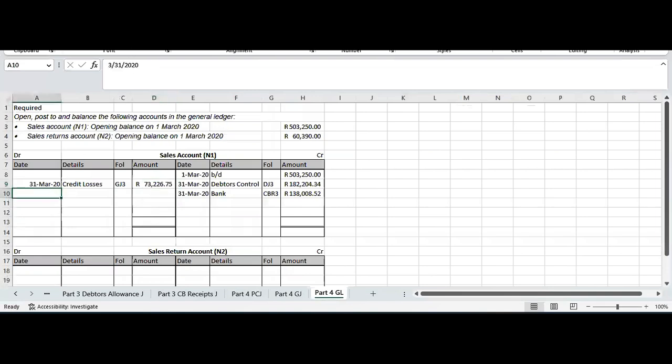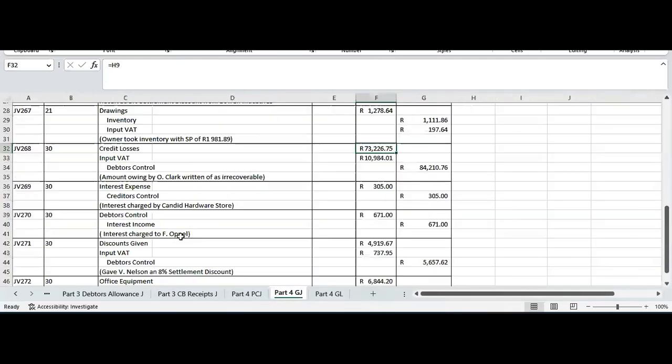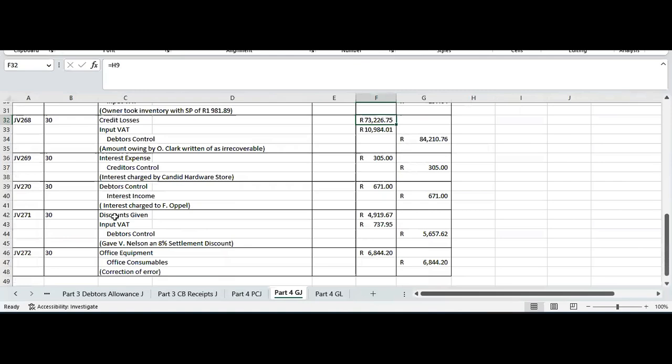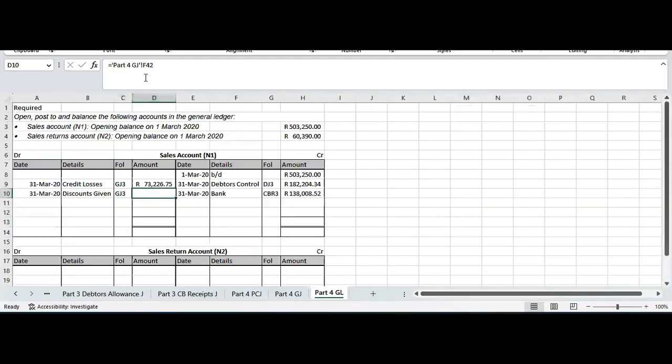Something else that will impact on your sales account is if we give discounts. Okay, and we did give discounts, and we also find that in our general journal. So look at the general journal where we gave the discount. Here we have discount given. And of course, it is that amount that we are going to subtract from our sales income, not the debtors control. That will reflect in the individual account. So we're going to work with that amount. Okay. And that is all that we have. There's nothing else there.